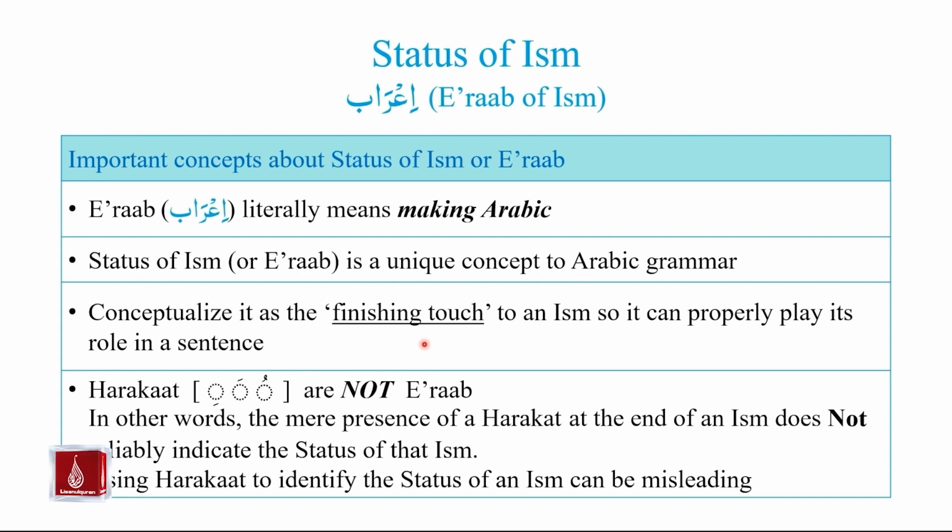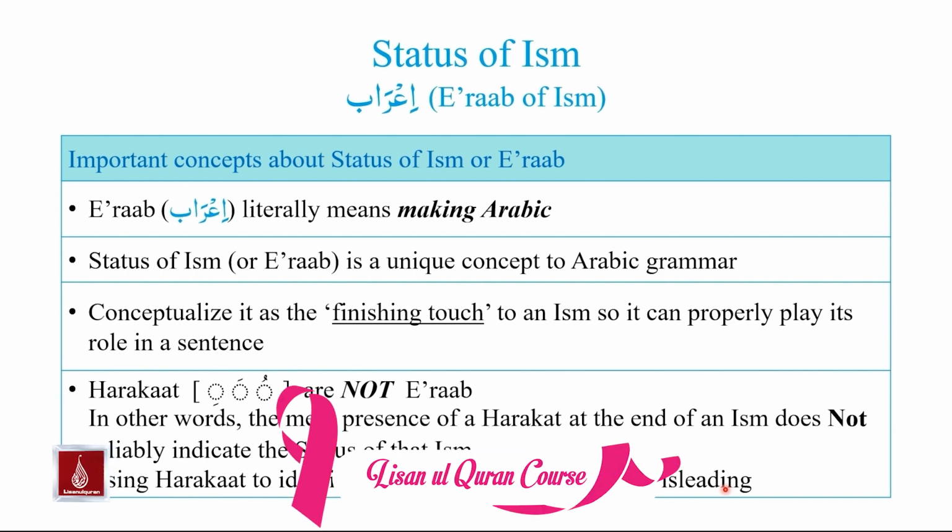So when we say that i'rab or the status of an ism represents the finishing touch at the end of an ism, that finishing touch does not always mean we have to look for the presence of a certain type of harakat at the end of an ism, because doing so can potentially be misleading. So the bottom line is that using harakat only to identify the status of an ism can be misleading. So when we think of the status of an ism or when we think about the i'rab of the ism, we should not immediately be thinking about harakat at the end of an ism. Inshallah, we will come across several examples in this course to help us understand this concept better.